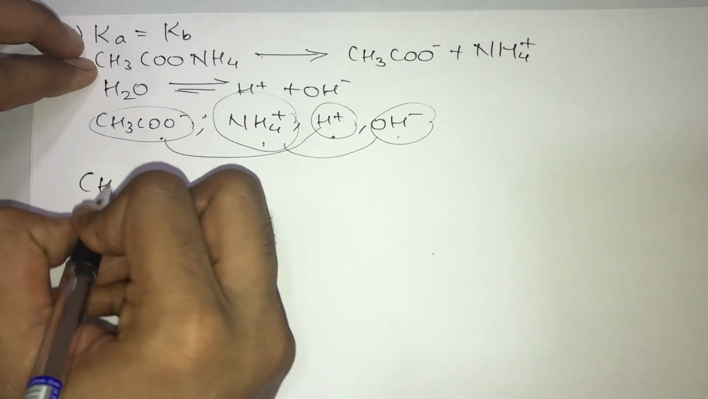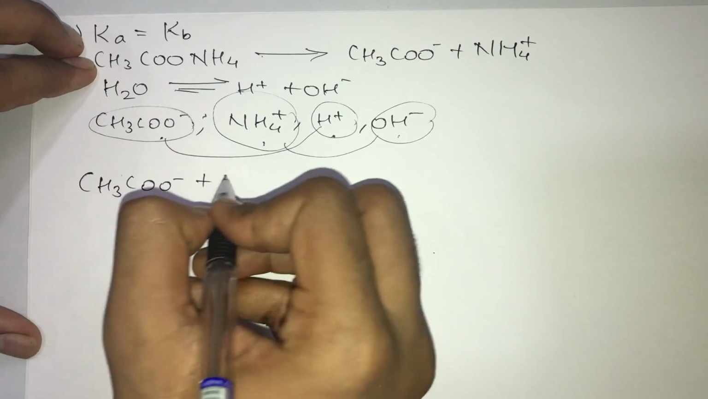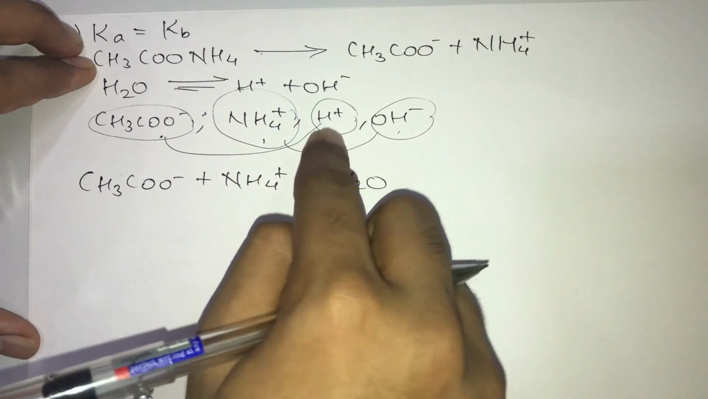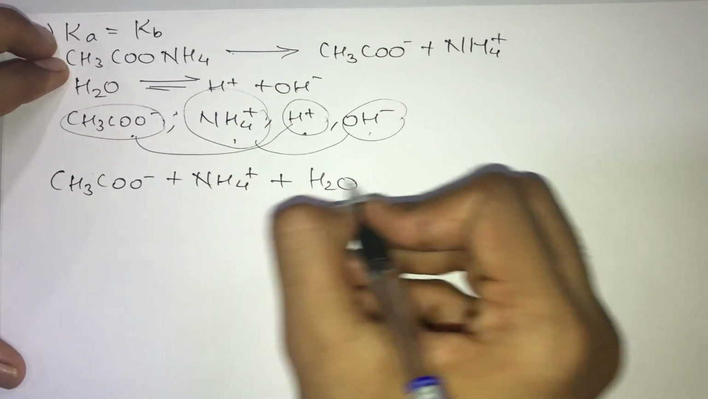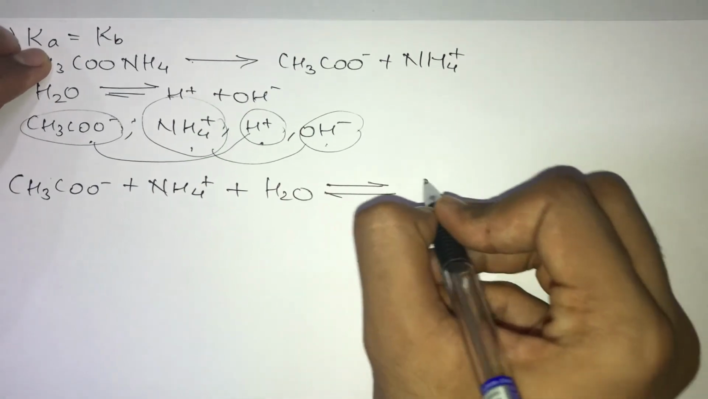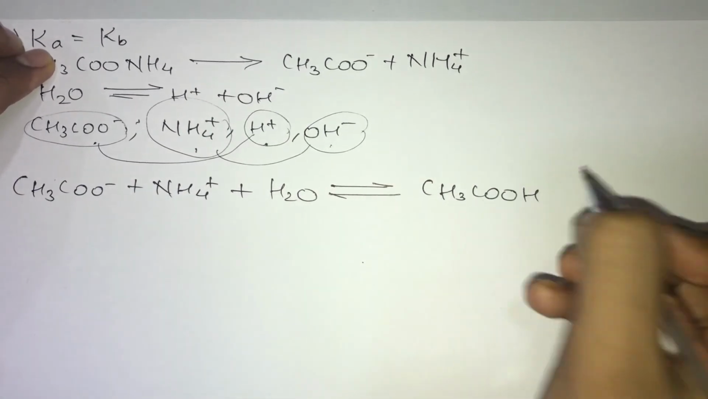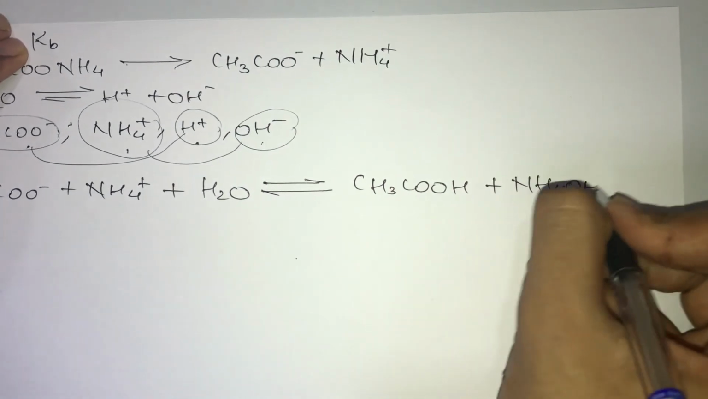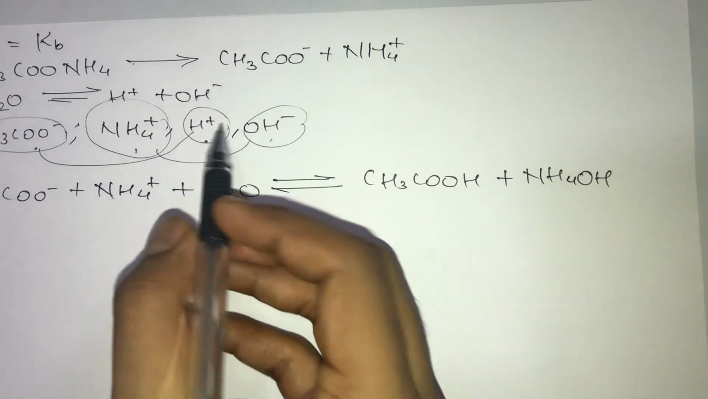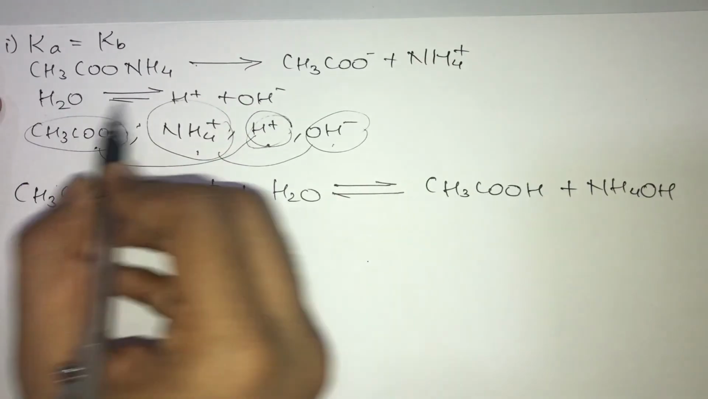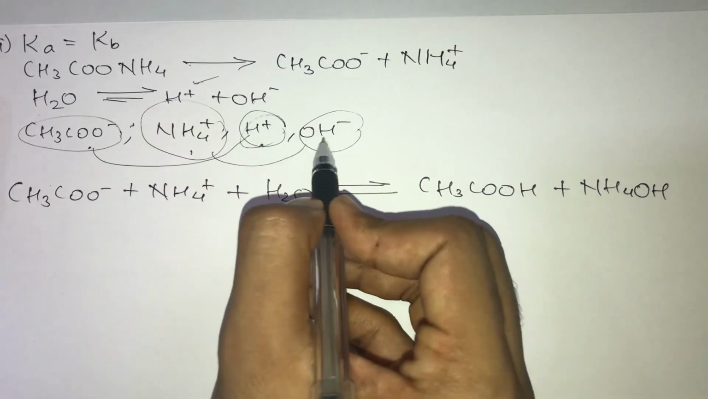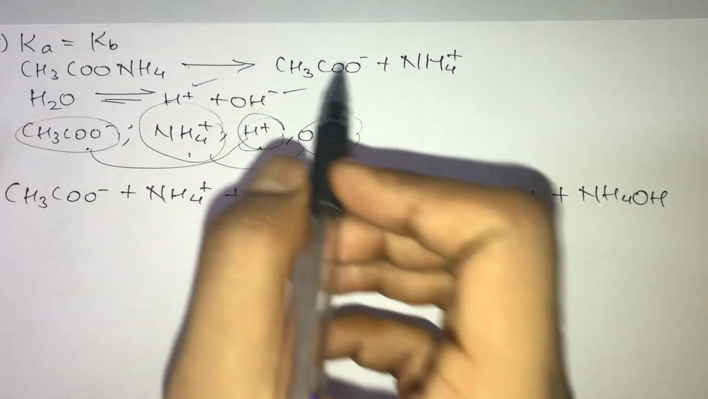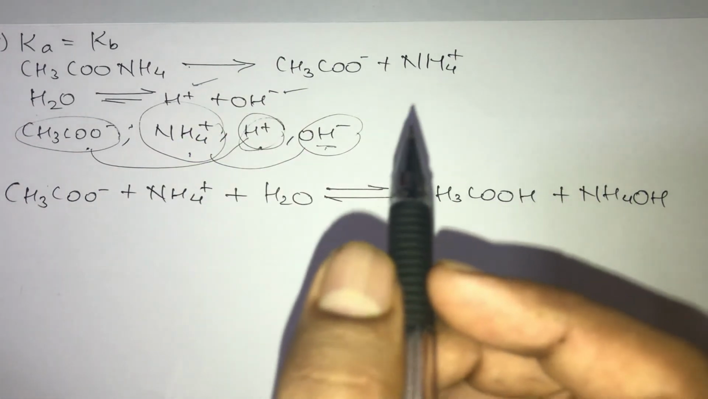Okay, so CH3COO minus plus NH4 plus reacting with the H2O ions H plus and OH minus will give us CH3COOH plus NH4OH. Now guys, here can I say that the H plus of this water is also getting consumed, and OH minus ion is also getting consumed. So H plus ion and OH minus ion, they both are getting consumed.